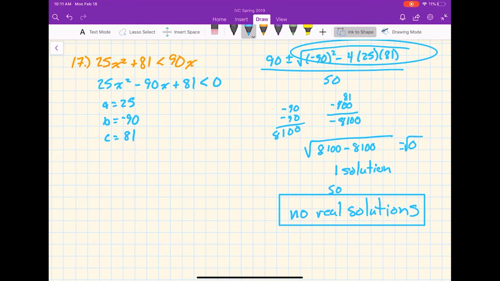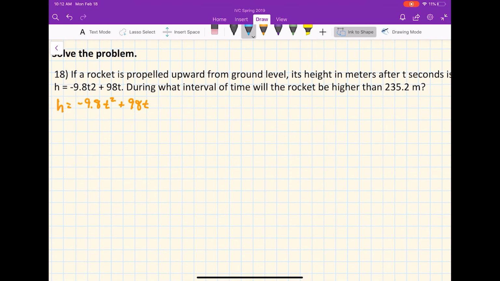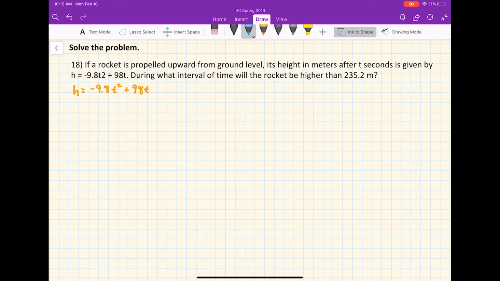Now we'll move on to number 18, our last problem for today. Number 18 says, if a rocket is propelled upwards from ground level, its height in meters after t seconds is given by h equals negative 9.8 t squared plus 98t. During what interval of time will the rocket be higher than 235.2 meters?